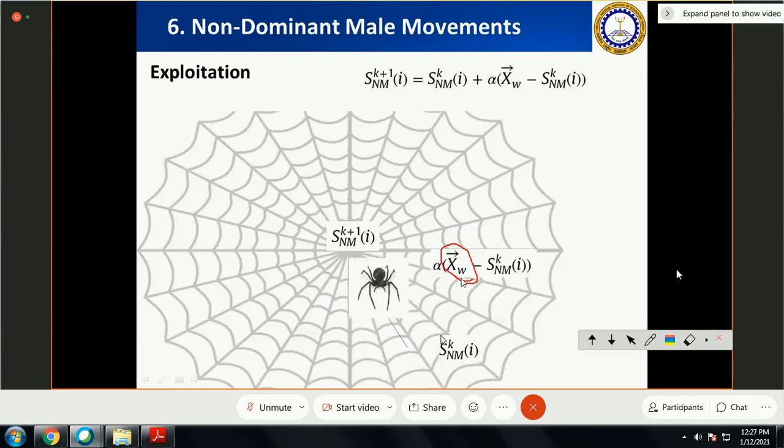Then the important aspect of the algorithm is the mating process. In this process, new spiders get produced, which take the good positions and replace the spiders which have the worst fitness. The mating process is defined here. Suppose there is one male spider and three female spiders.